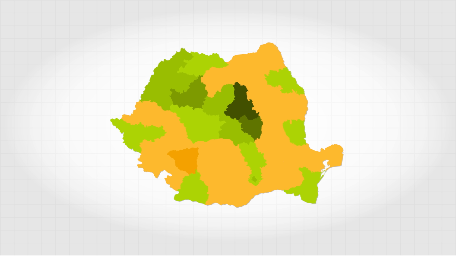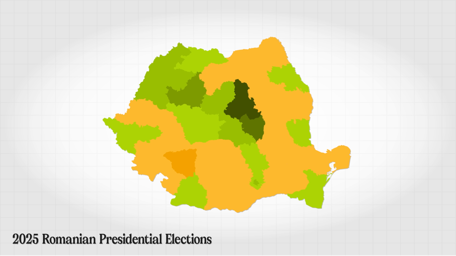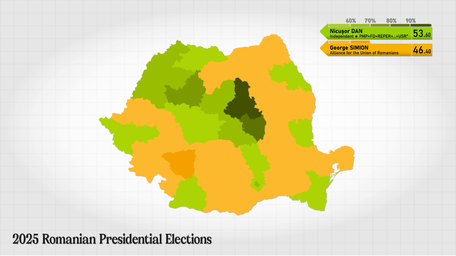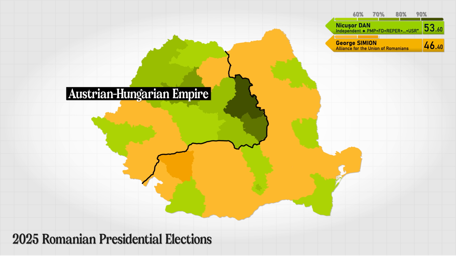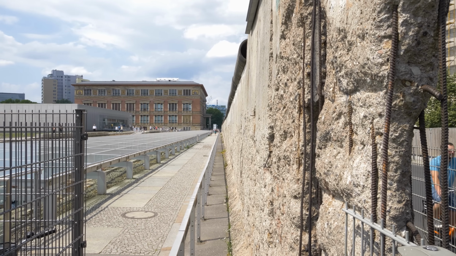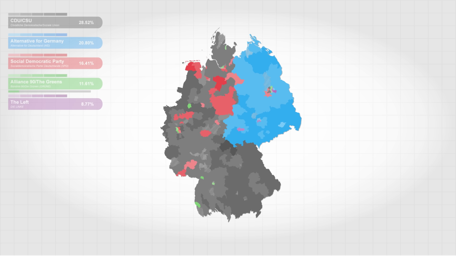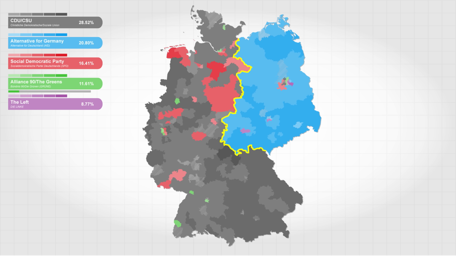To use another almost identical example, Romania recently had its presidential election, and the party split follows once again the old border of the Austro-Hungarian Empire. Germany's Berlin Wall fell decades ago, but the East-West divide is still evident, not only in electoral results, but in a ton of economic and social indicators. So in this video, we are going to find out about a few of these phantom border examples in Europe.